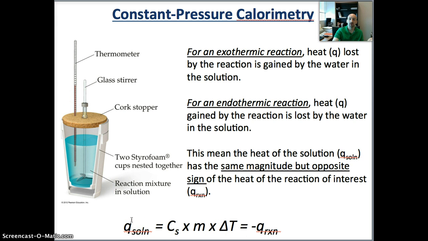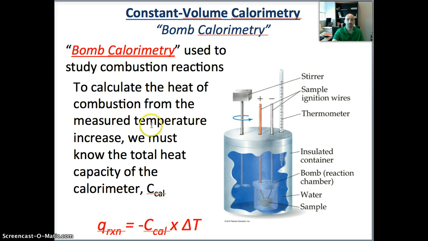Well, we know that the heat of the solution and the heat of the reaction are related. The heat of the reaction is our system. And so the system and surroundings have the same magnitude but an opposite sign. And so we can say that Q of the solution, or Q of the surroundings, is equal to a negative Q of the reaction, or Q of the system. So we can use this equation to calculate constant pressure calorimetry problems.